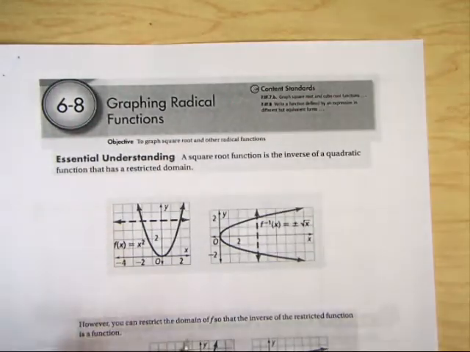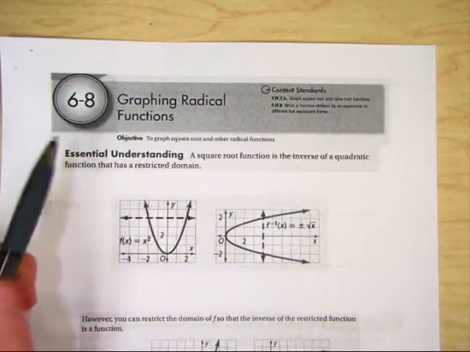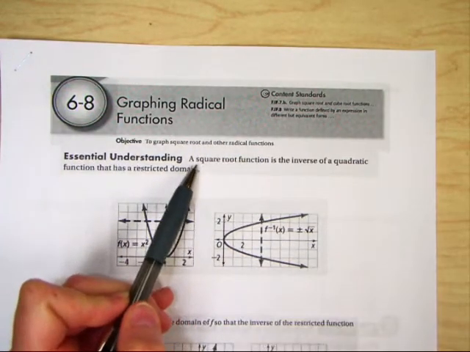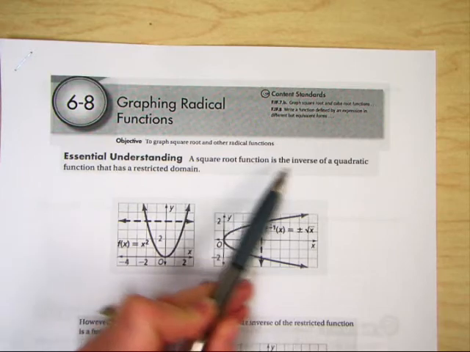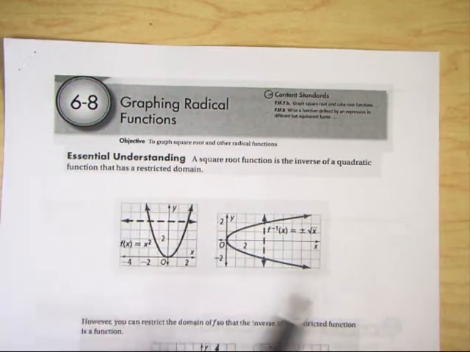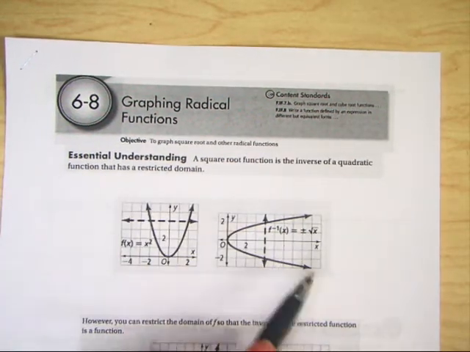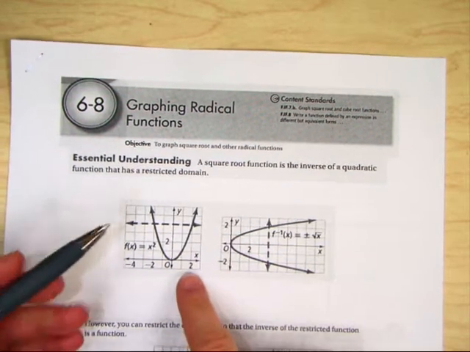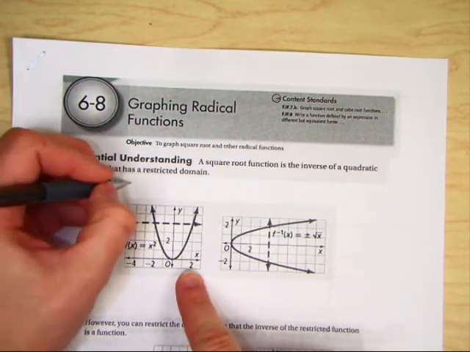In section 6-8, you're going to learn how to graph a radical function. The essential understanding today is that a square root function is the inverse of a quadratic function, but it might have a restricted domain. So what I'd like to talk about first is the original function.